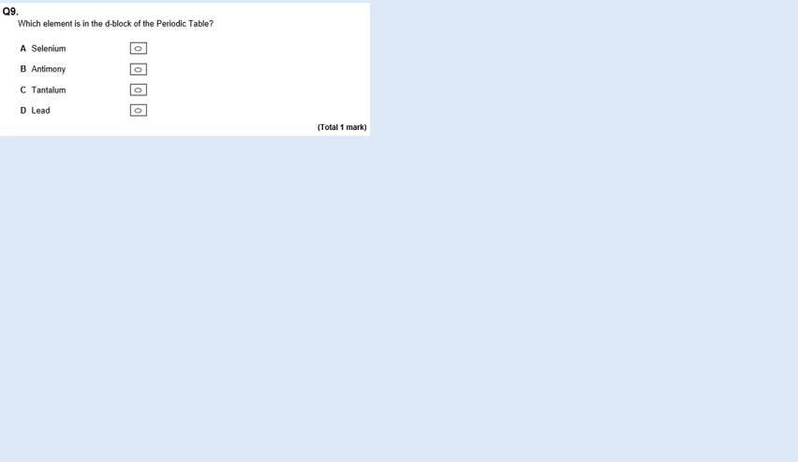Finally, again, last multiple choice now before we look at some written exam questions. So question 9, which element is in the D block? Again, with a periodic table in front of you, this should be fairly straightforward. This one here is in the D block.